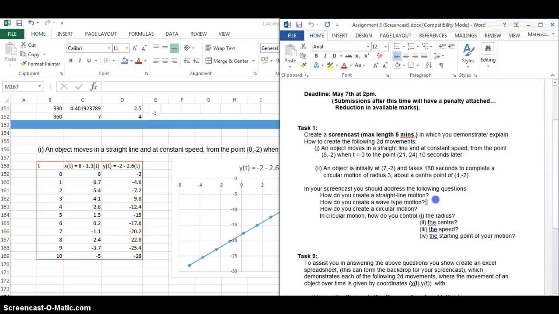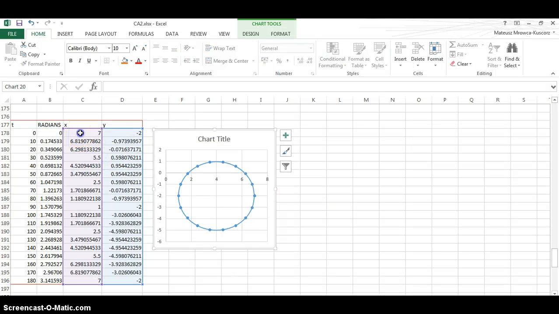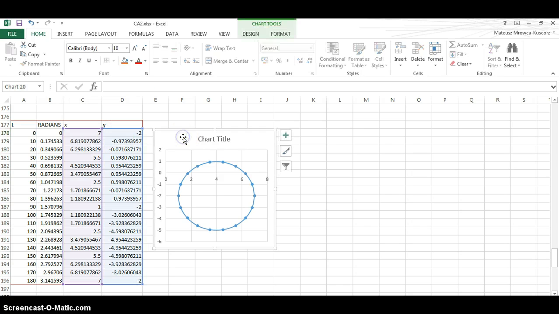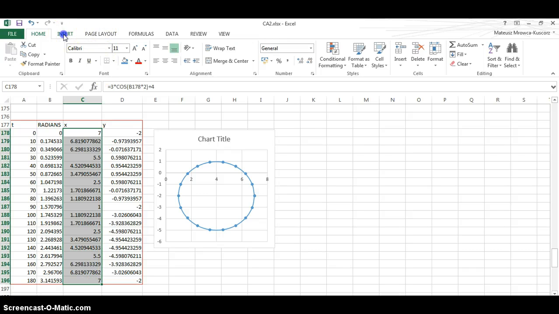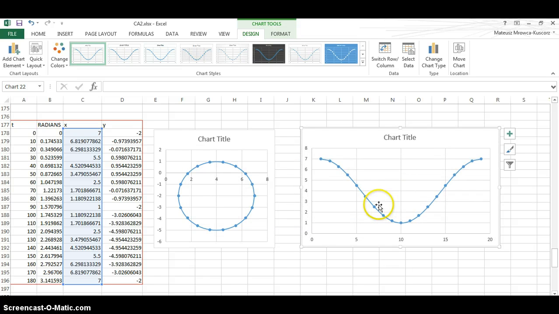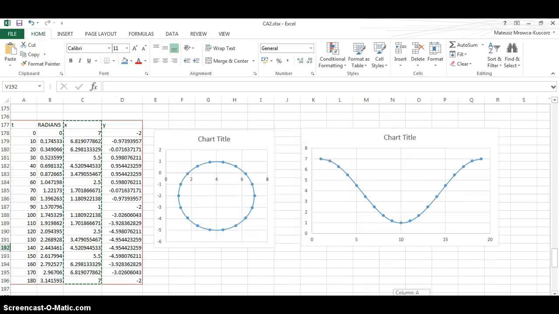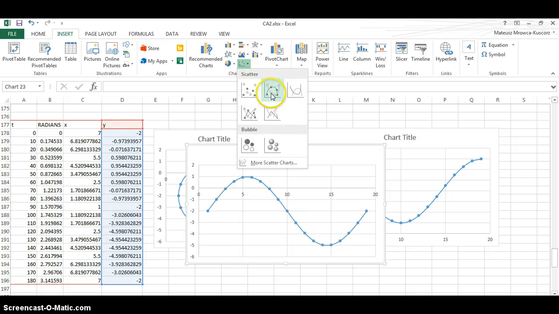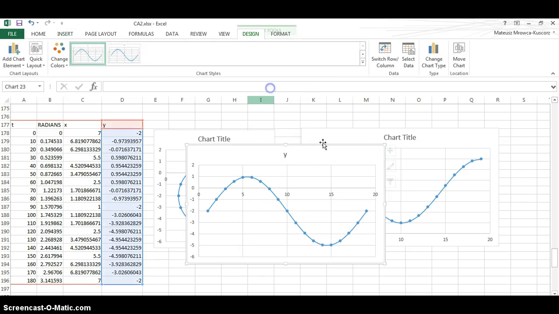To create a wave type motion, you can use one of these cosine or sine functions as used for the circle. So I'm just going to graph only one of these, create a scatter plot, and that is how you create the wave function. You can also use the other one to graph the wave. It will be similar, but the speeds will still be the same.